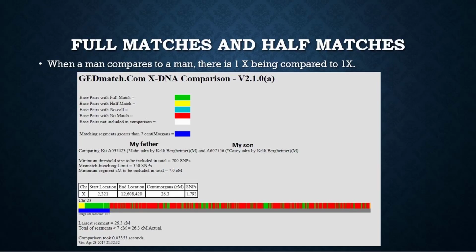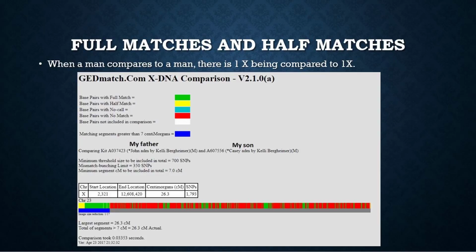So let's talk for just a minute about the full and the half matches. Let's see how we're doing on time. It's almost 8. Okay. Because I do want to talk a little bit about the other case study that I sent you, just so that you can get jump started on that.